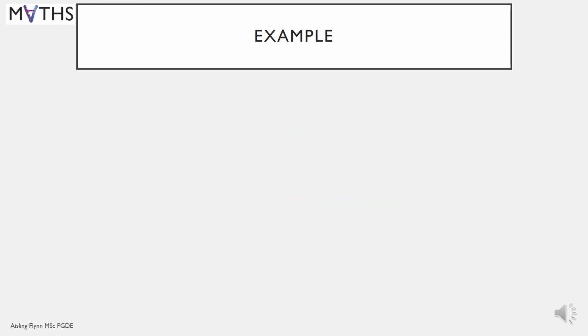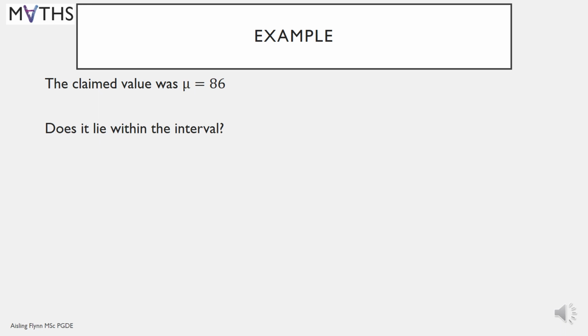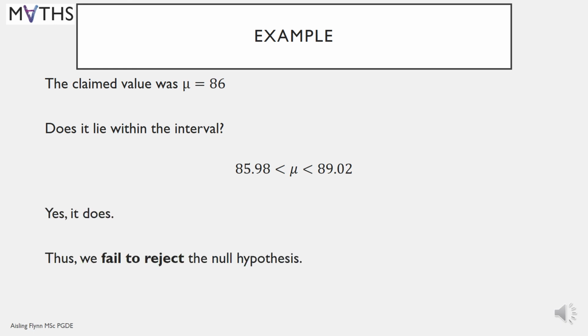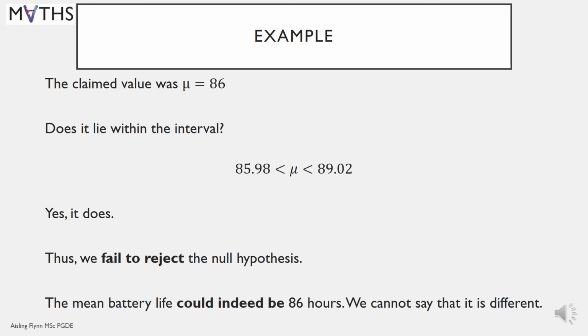Let's recall the claimed value was that the population mean mu was 86. Does that lie within the interval that we created, from 85.98 up to 89.02? Yes, it does. Thus, we fail to reject the null hypothesis. The mean life of the batteries could indeed be 86 hours as claimed by the company, and we cannot say that it is different. We don't have enough evidence.